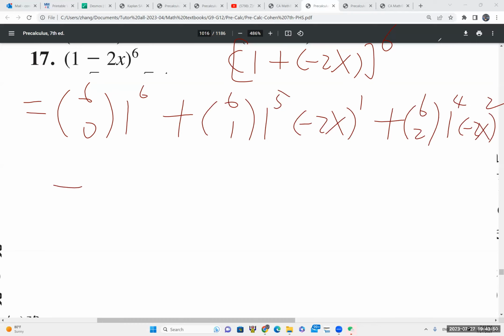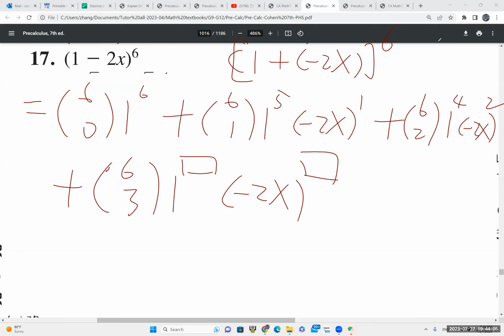How about you write the next one? Can you write the next one? Here it is 3 out of 6. Then 1, what's the exponent? Negative 2x, what's the exponent? So there is a strong rule: the degree decreases by one when going to the next term. Okay, that's it. Then you do some simplifying.